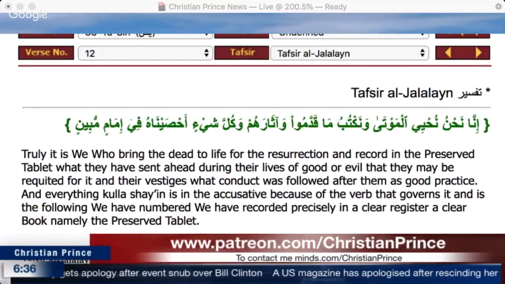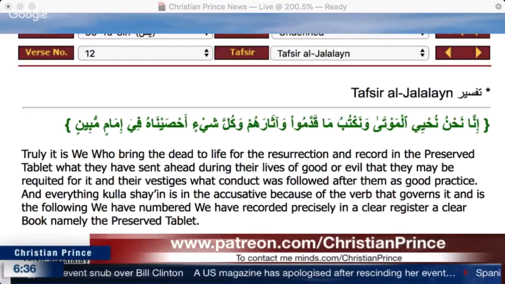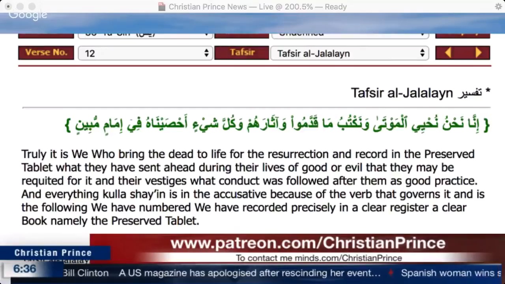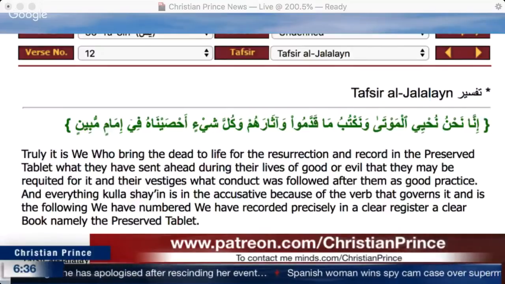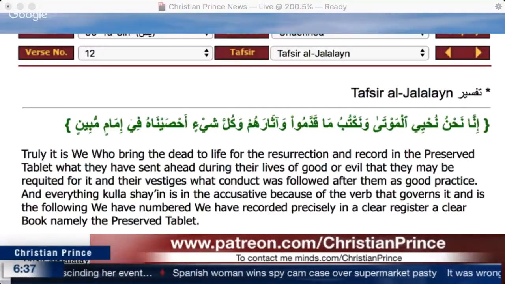وَنَكْتُبُ مَا قَدَّمُوا وَآثَارَهُم. This is actually what the Muslims agree with too. You know that Muslims believe that Allah wrote everything in His preserved tablet, including your destiny, everything written there. So what is it that they have left behind and what they have put forth?